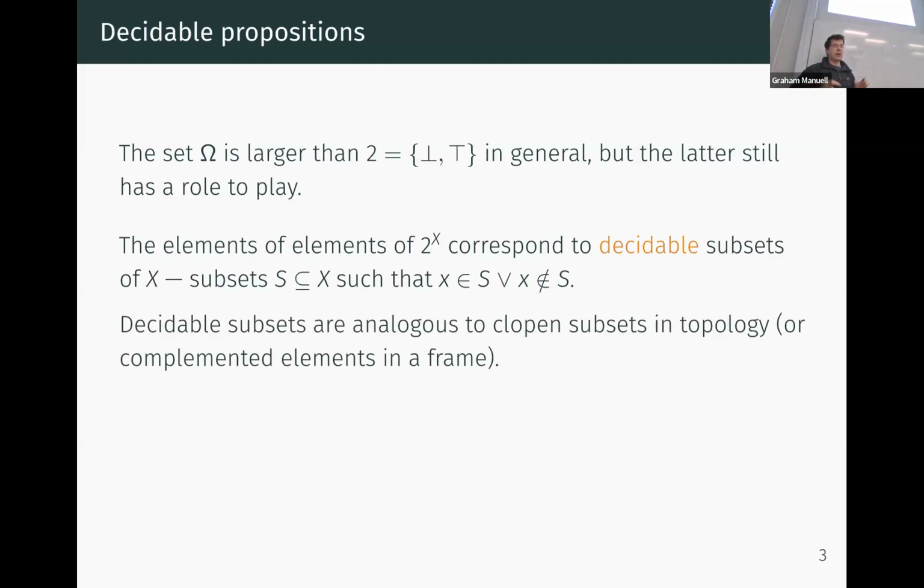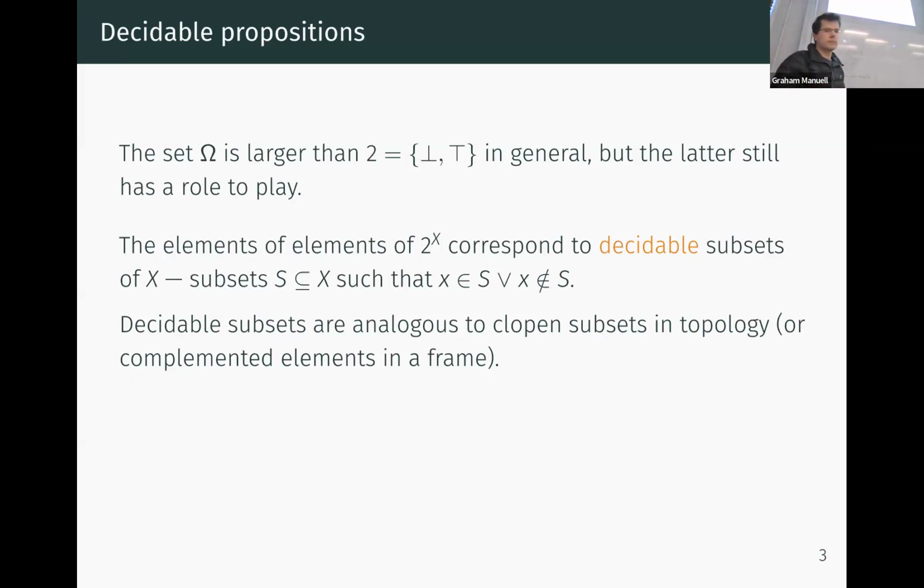In kind of topological terms, you might think of decidable subsets as being analogous to clopen sets. So it and its complement are both things we can talk about. Or in a frame, this corresponds to a complemented element in the sense of lattice theory.